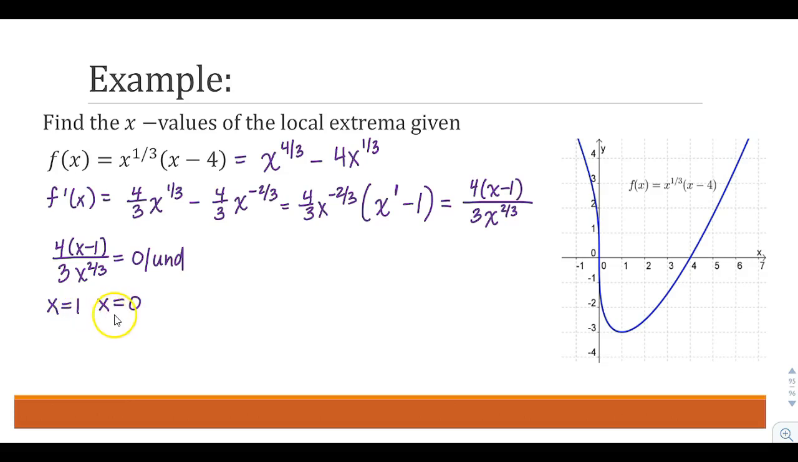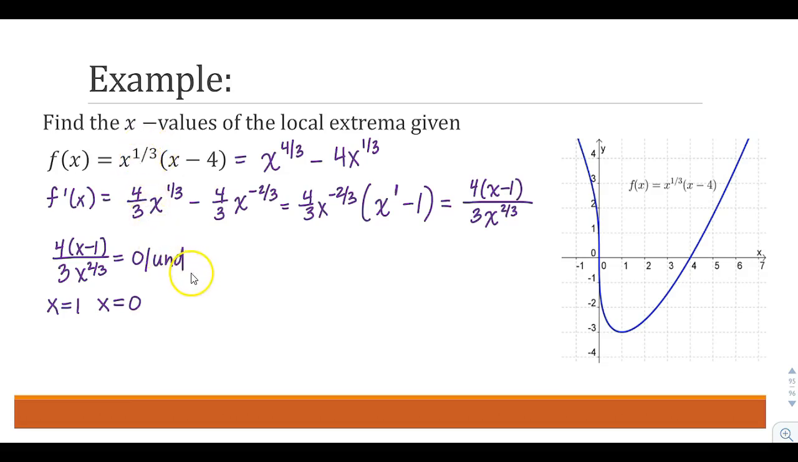And both of these numbers are in the domain of the original function. The domain of the original function is all real numbers. I can take any x to the power of 1/3, and I can plug any x into x minus 4. So since this is an odd root, I'm fine with negative numbers.